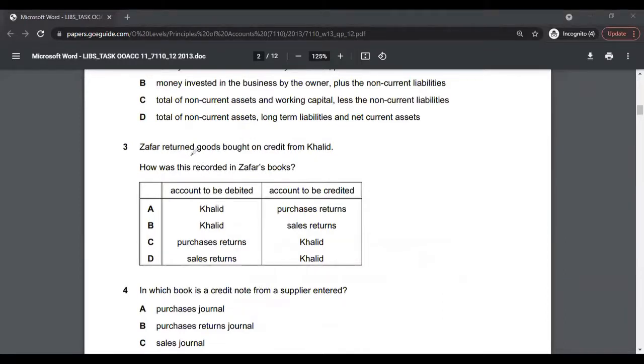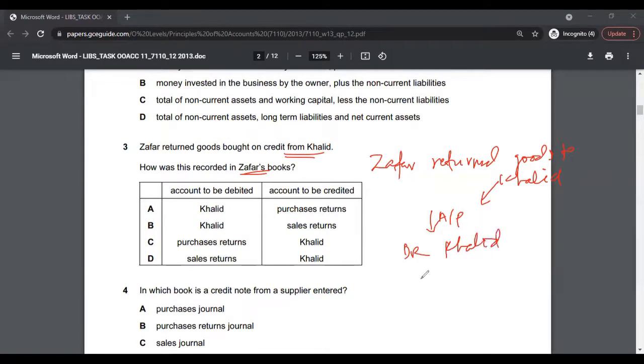Multiple choice 3. Zafar returned goods bought on credit from Khalid. How was this recorded in Zafar's books? So Zafar returned goods to Khalid, right? So this is actually a purchase return. Khalid is an accounts payable. This will go down, and if this goes down, that basically means debit Khalid and credit purchases return. So the answer to multiple choice 3 is option A.